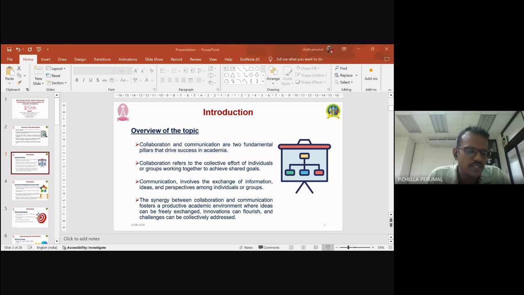The importance of collaboration and communications in academia. Collaboration and communications are essential for developing innovations, improving teaching outcomes, and enhancing research productivity. In academia, these elements are not just beneficial, they are significant. Collaborative efforts lead to pooling of resources, expertise, and perspectives, which can result in groundbreaking research and innovative teaching methods. For example, interdisciplinary collaboration brings together experts from different fields to tackle complex problems.